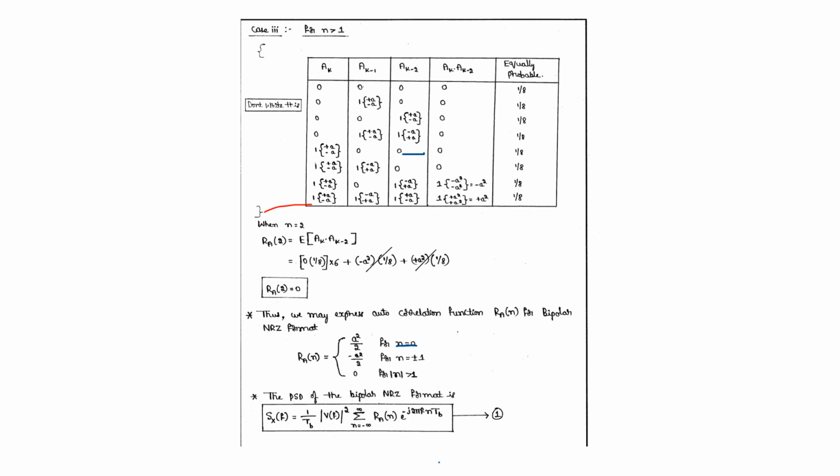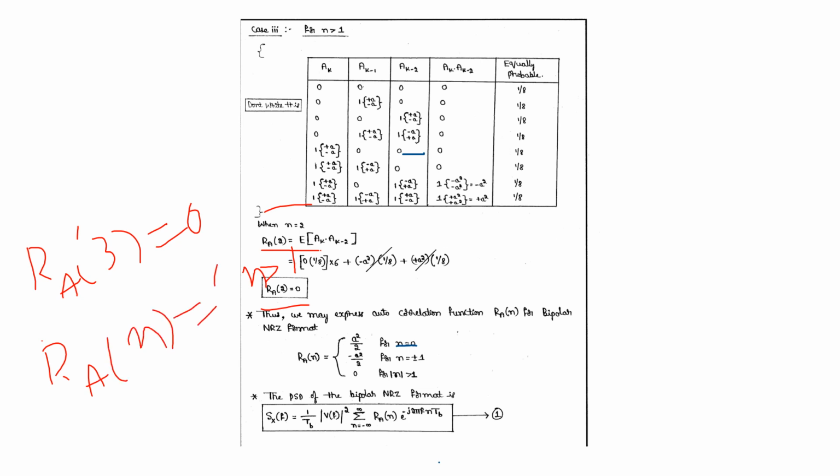So after substituting the values, all 8 parameters are going to have the probability 1 by 8. So RA of 2, that is for n greater than 1, is going to be 0. Even if you calculate the autocorrelation function for 3, it is also going to be 0. Even for n number of variables, the autocorrelation of n value is going to have 0 value.